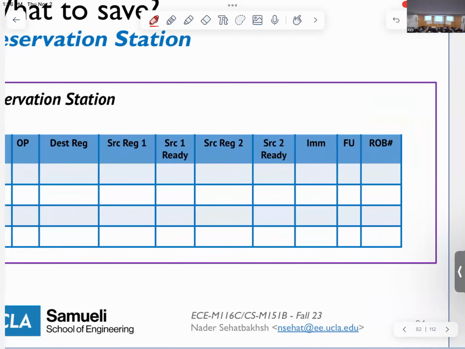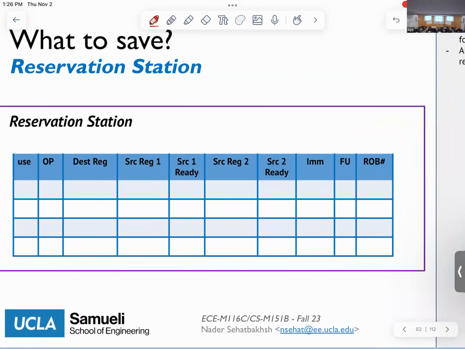The reservation station looks something like this. Basically you have many columns, and each row is one of the available slots that you can put an instruction into. For example, in this case I'm showing a 4-entry reservation station, but you can have something like 128. And of course, you might again ask, can the reservation station get filled as well? Yes, it can. If it does, you have to stall the processor, okay?